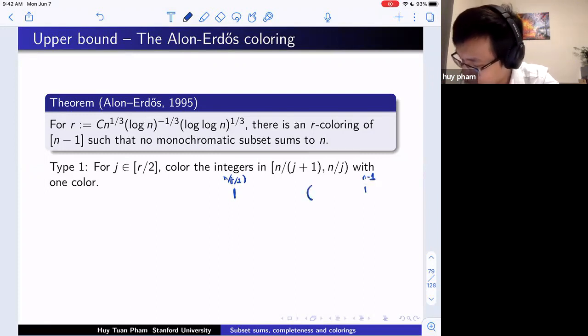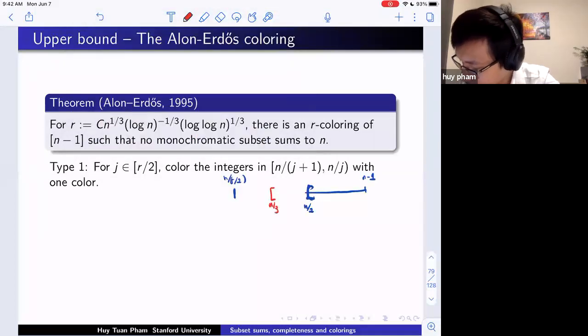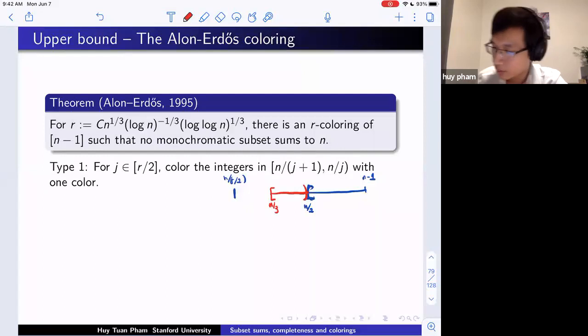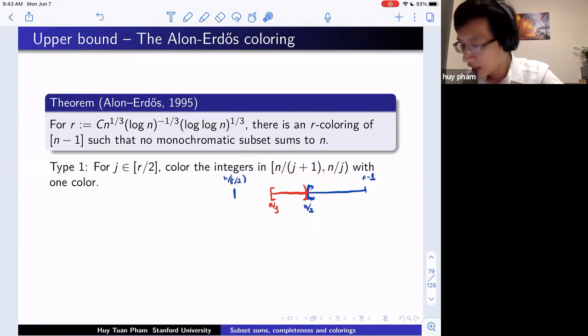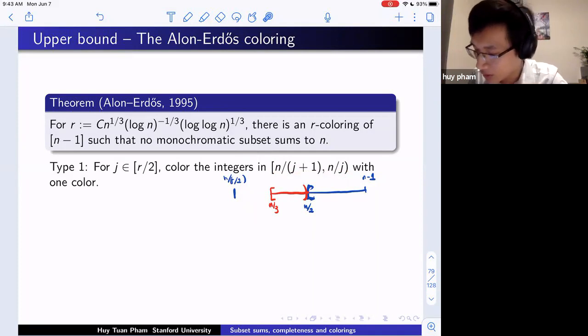We first color all the elements from n over 2 to n minus 1 with one color. Then we color all of the elements from n over 3 to n over 2 with one color. If we look at each of those color classes, we can see that they cannot sum to n. For example, if we use j terms, then the sum will be less than n, but if we use j plus 1 terms, then the sum will be bigger than n. So all of those color classes avoid n as a monochromatic sum. We use r over 2 colors to cover the large elements, and that allows us to cover all the integers from roughly n over r to n minus 1.